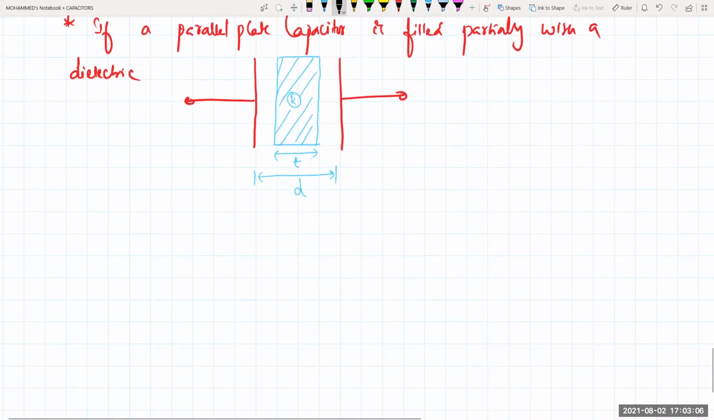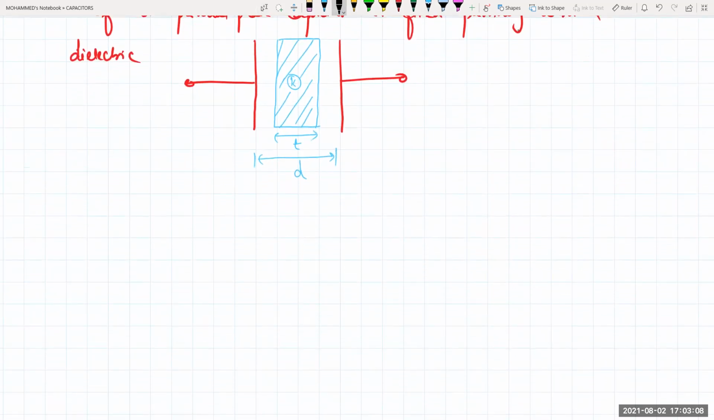And the capacitance will become how much here? C will be equal to epsilon naught into A divided by D minus T, the remaining distance, plus T by K. That is, D minus of T plus of T by K. Proof is not required for the NEET examination.